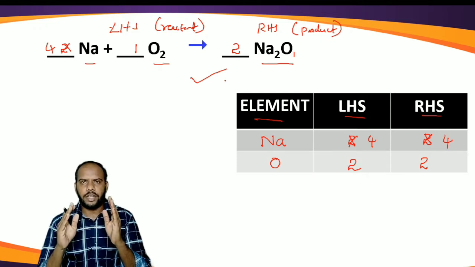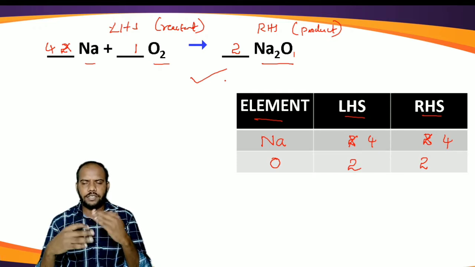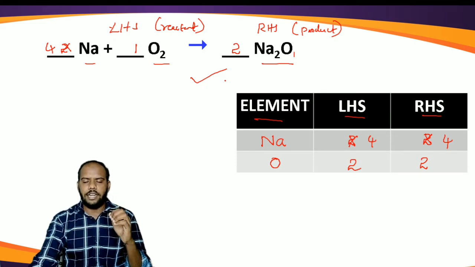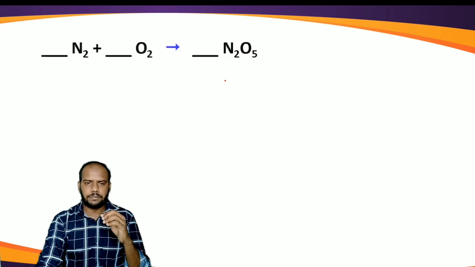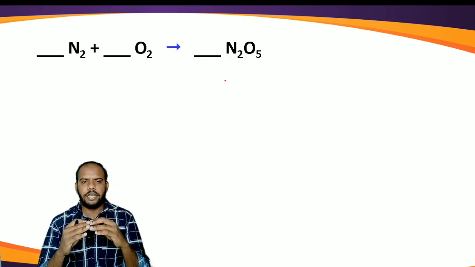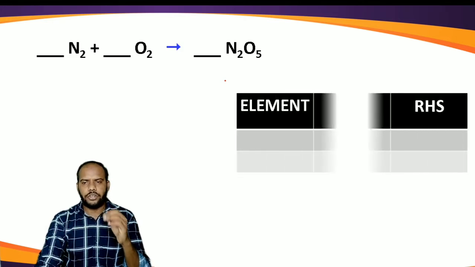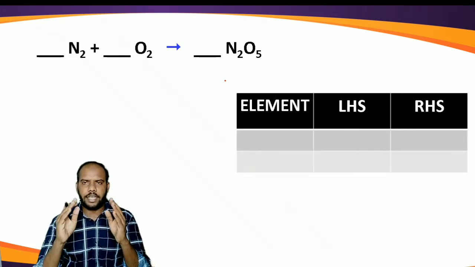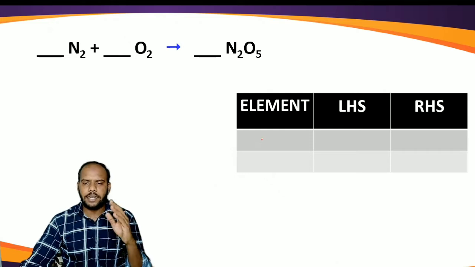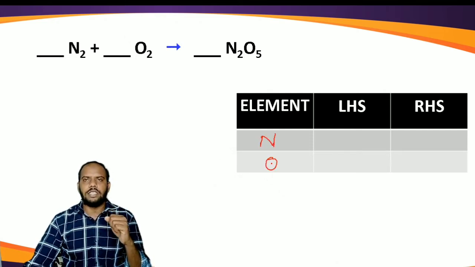At first it will be a little difficult, but later you will succeed as you practice. Okay, let's move to the next equation. The next equation given: nitrogen reacts with oxygen and forms nitrogen pentoxide. Same as before, you should make a table and write the elements. What elements are present here? The first element is nitrogen. Another element is oxygen.